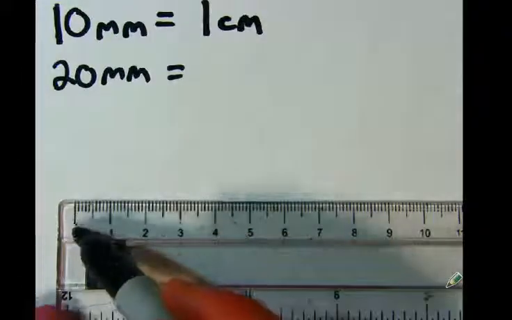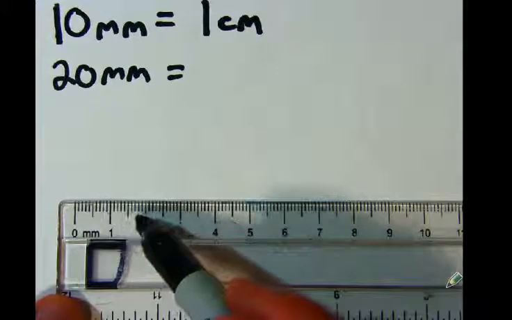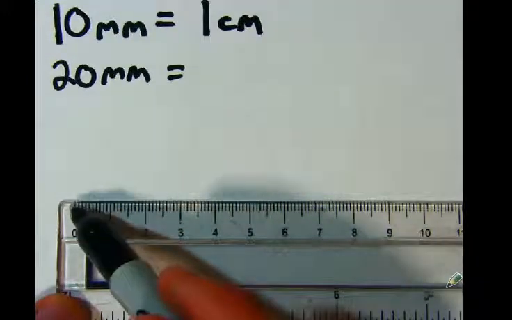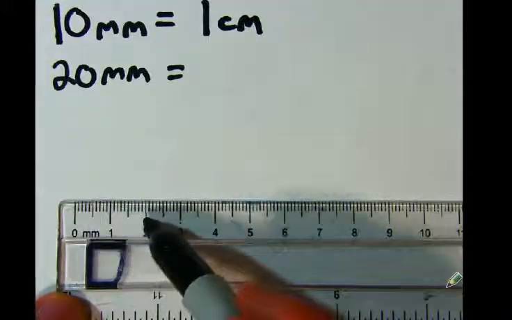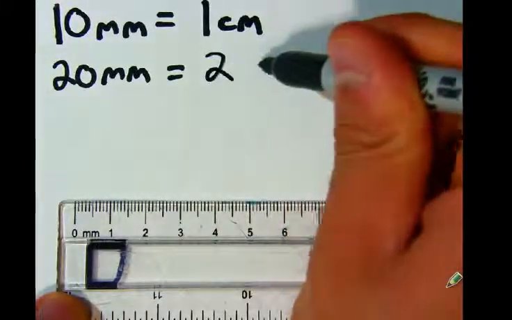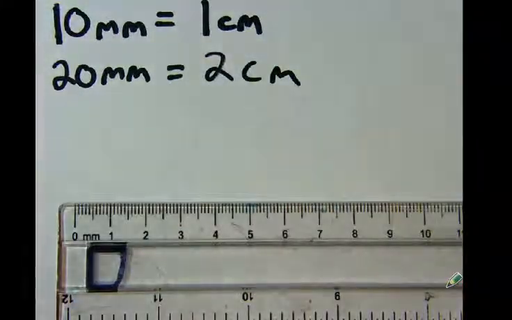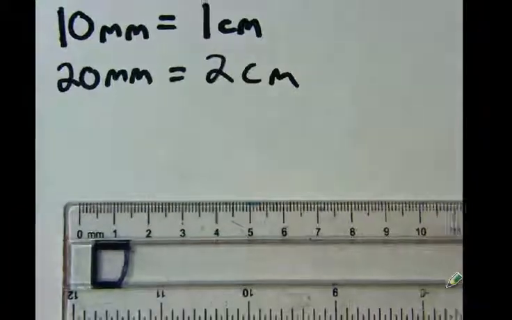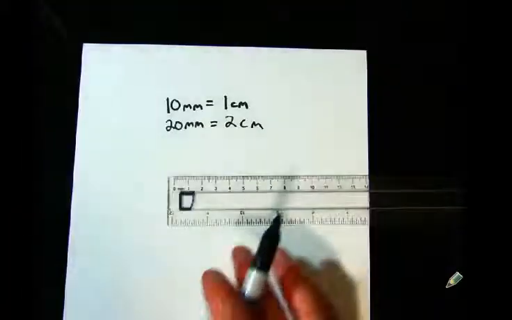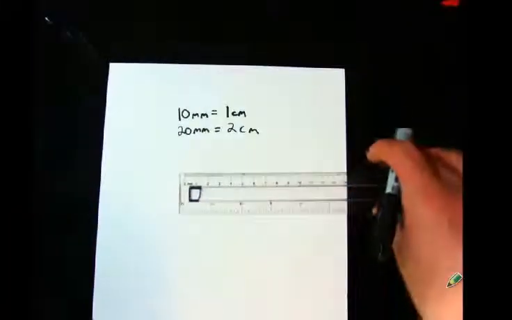So here's 10 millimeters. Here's another 10 millimeters. That's 20 millimeters. So that makes, let's see, 2 centimeters. So we write 2 centimeters. Let's zoom back out. So that's number 1. You have to understand that.